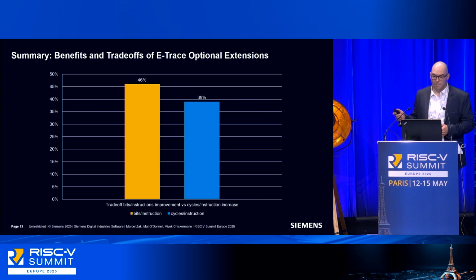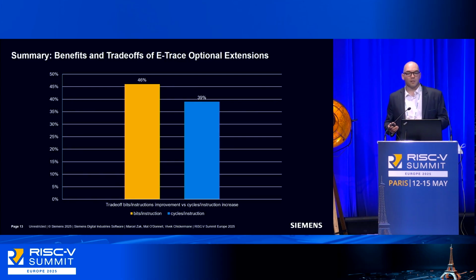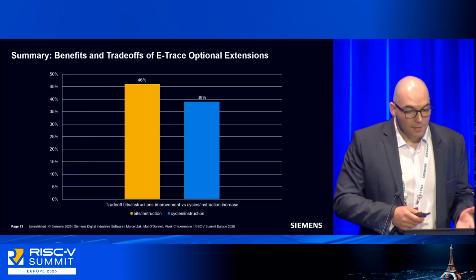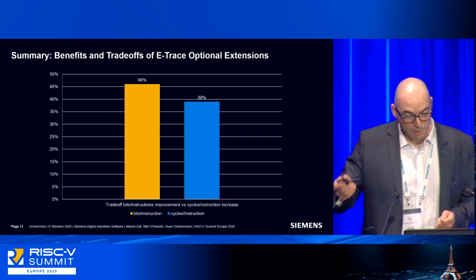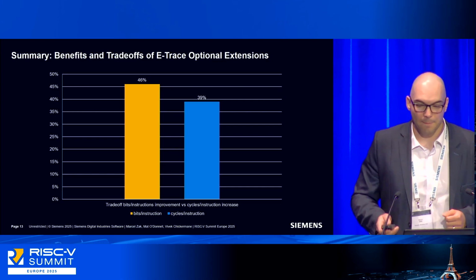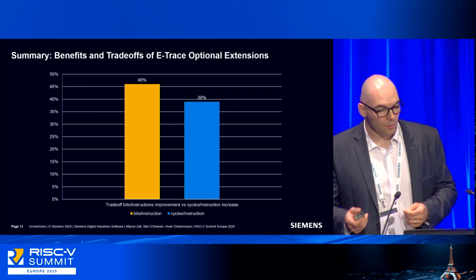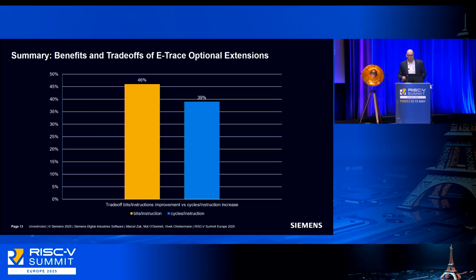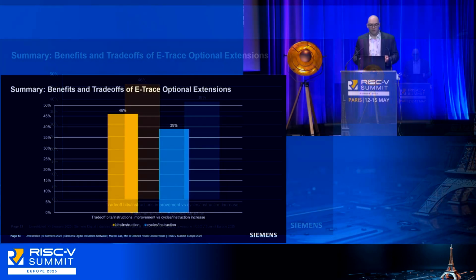So should you turn on optional extensions while tracing? Well, it depends on your priorities. Better compression versus faster decoding. When the extensions are enabled, an impressive 46% better compression is achieved compared to the baseline, which is shown by the yellow bar. However, this comes at a cost of decreasing decoding speed by about 39%, represented by the blue bar. This is because the decoder needs to work harder to reconstruct the program counter addresses.